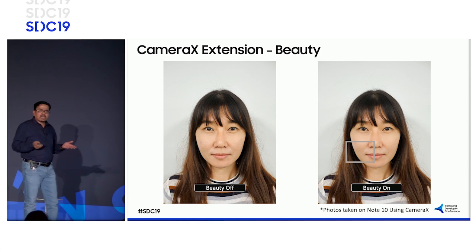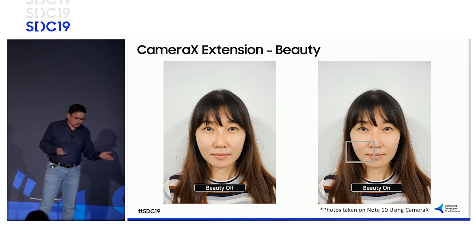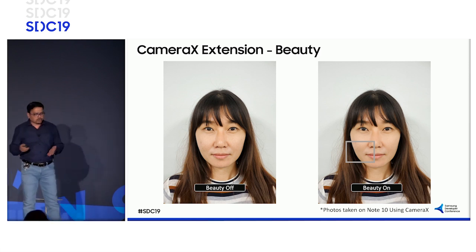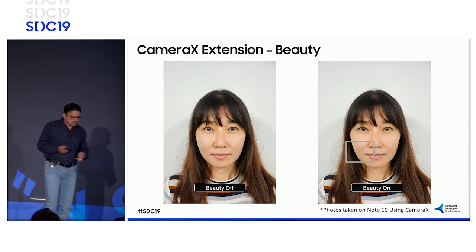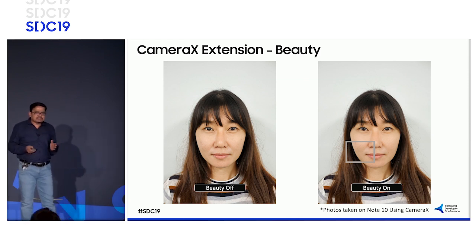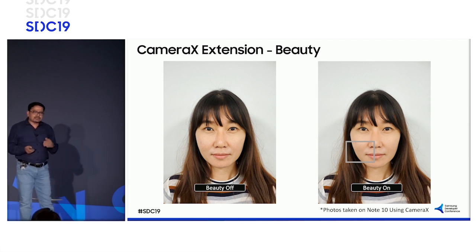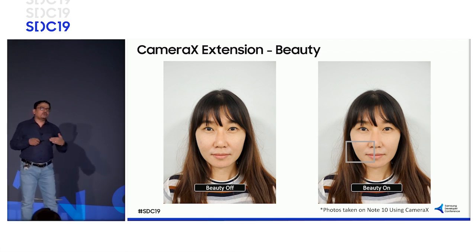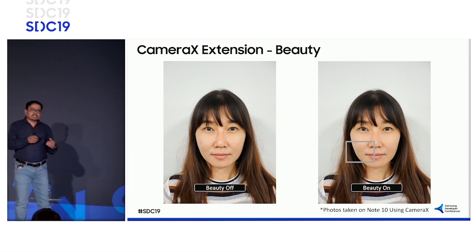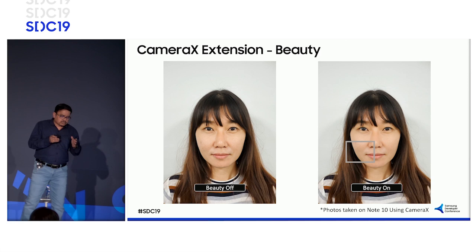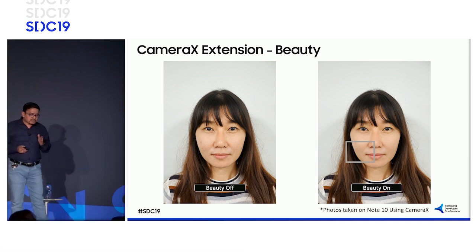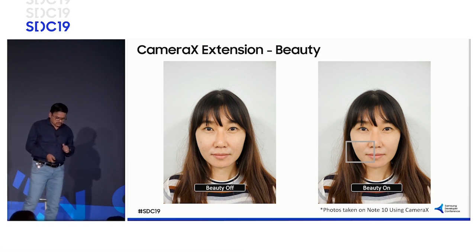So here again we have a comparison. One is beauty off, which is on the left side, and beauty on, which is on the right side. So you can see the rough patches and blemishes are smoothened out on the right side. But at the same time, it is not overdoing it. It is done in such a way that it is smoothened out, but it has not impacted the naturalness of the image, the naturalness of the face is still preserved in the beauty effect.